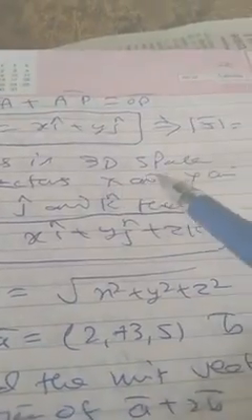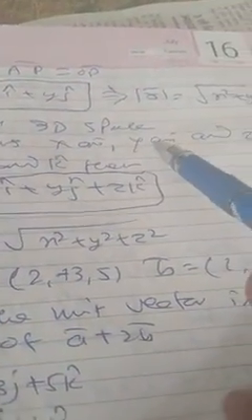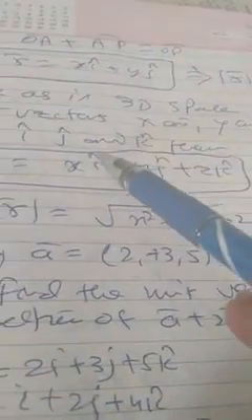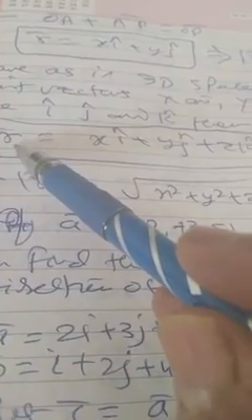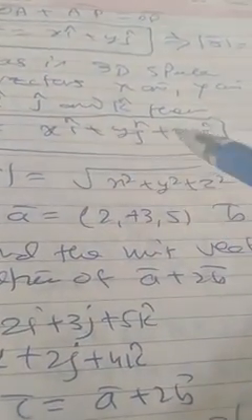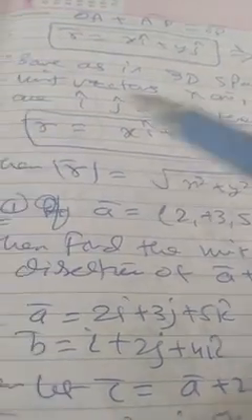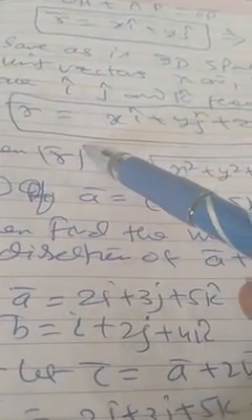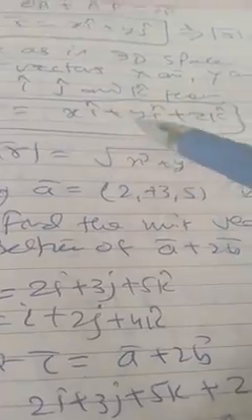Same as it is, if the point moves in three-dimensional space with x, y and z axes, the corresponding unit vectors are i cap, j cap and k cap. So the component form of vector r in space is x i cap plus y j cap plus z k cap. And its length, mod of r, is equal to root over x square plus y square plus z square.